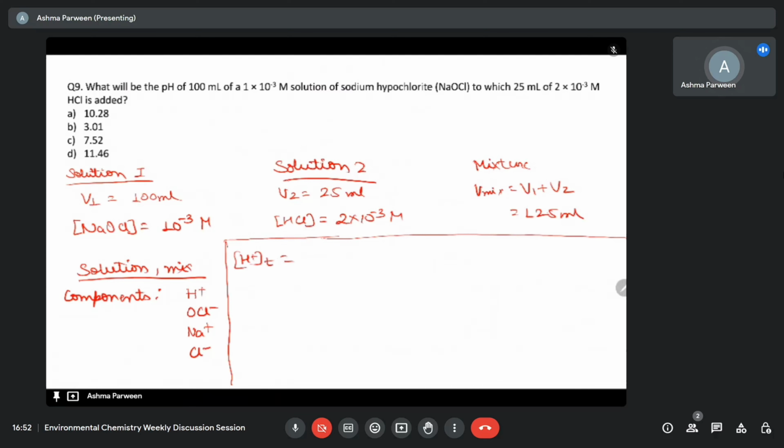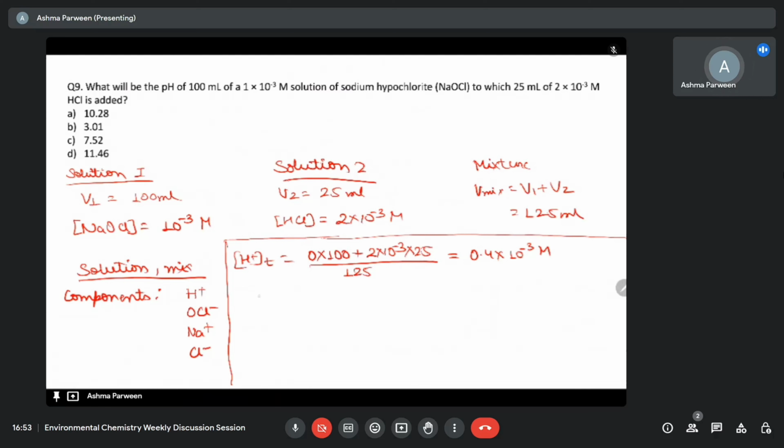So we can see that in solution 1, NaOCl is not giving any H plus, so it will be 0, into volume of the system will be 100, and in solution 2 we have 1 mole of HCl giving 1 mole of H plus and 1 mole of Cl minus. So it will be 2 into 10 raised to minus 3 moles of H plus into volume 25 upon volume of the mixed solution, that is 125. So after solving this, we'll get the H plus concentration as 0.4 into 10 raised to minus 3 m.